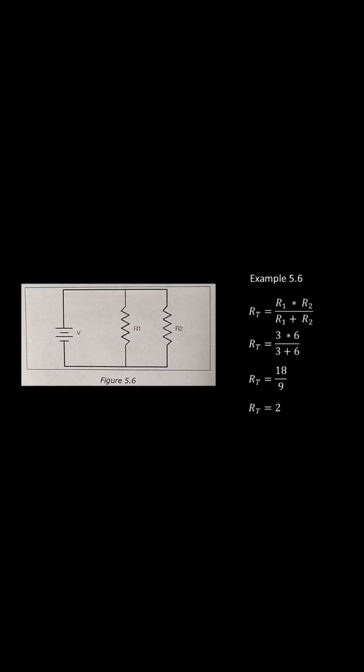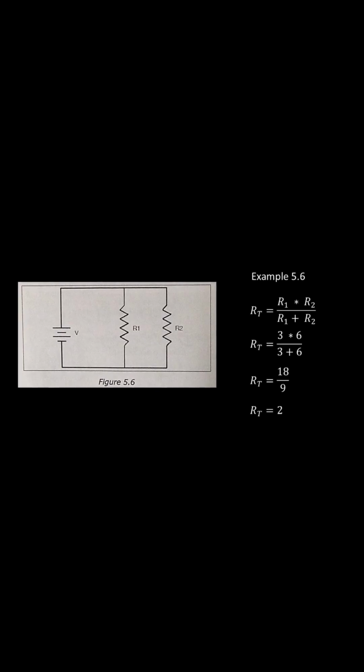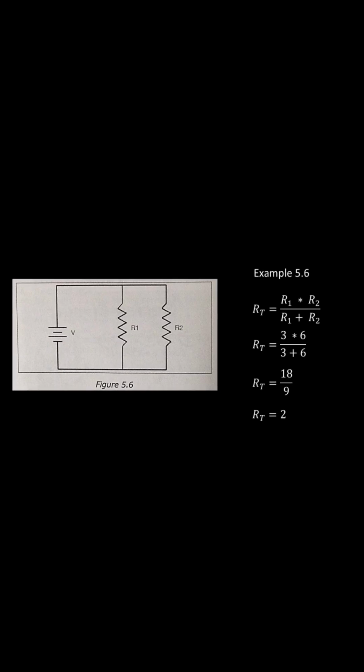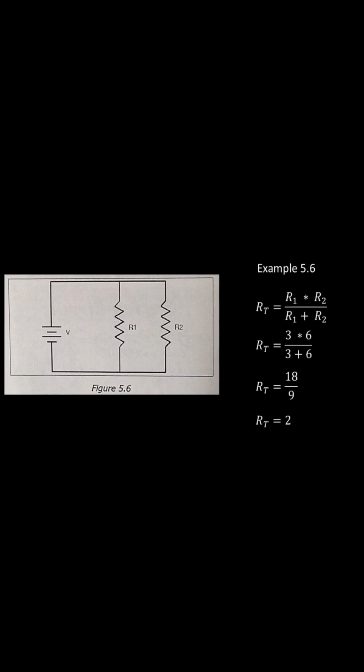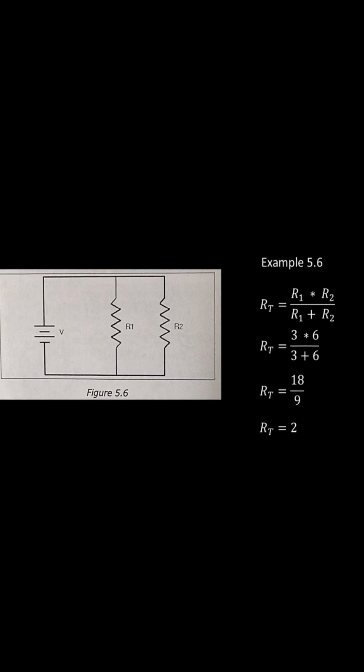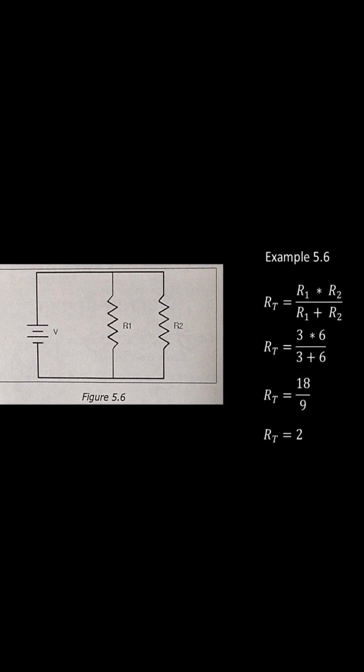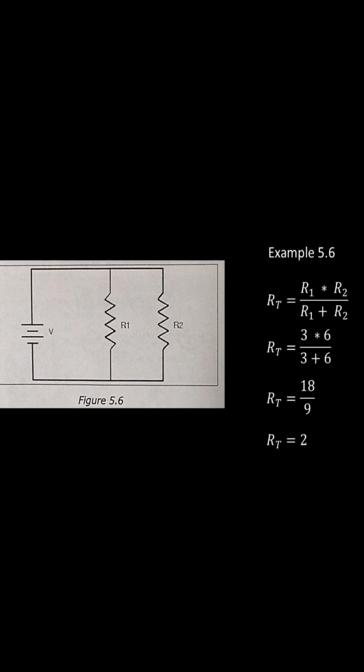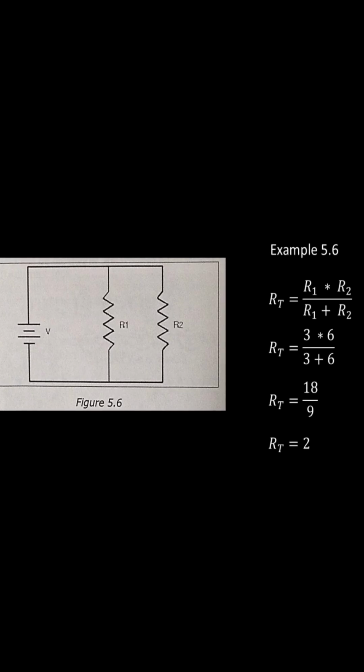Figure 5.6. The current in each line of the parallel circuit is called a branch current. Therefore, R1 is one branch and R2 is the other branch. The total of the two branches is called the mainline current or total circuit current.